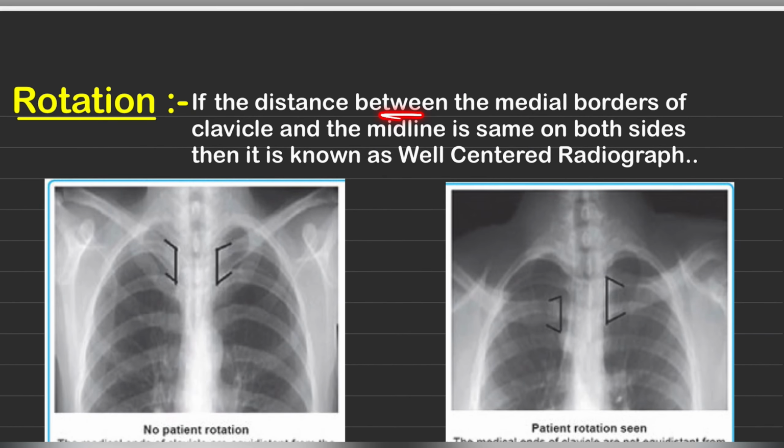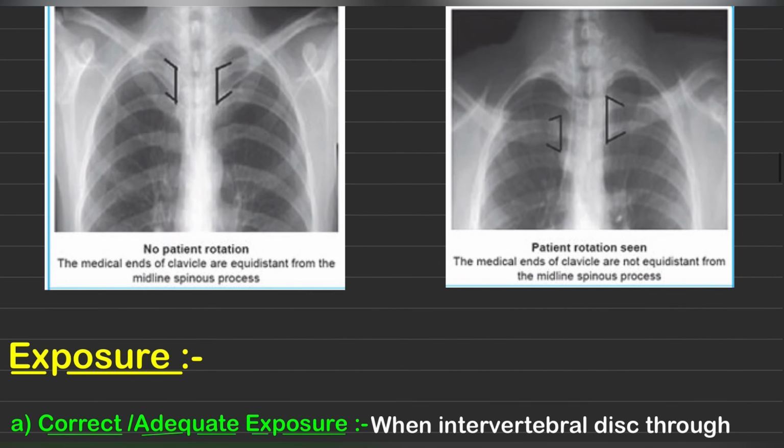Next one is the rotation. If the distance between the medial borders of the clavicles, so these are the medial borders of the clavicles you can see over here, and the midline is the same on both sides, then it is known as a well centered radiograph. So how will you interpret them? You will check over here, this is the center line, midline, and these are the medial borders of the clavicles. You can see that the distance between them is approx equal, so it is well centered.